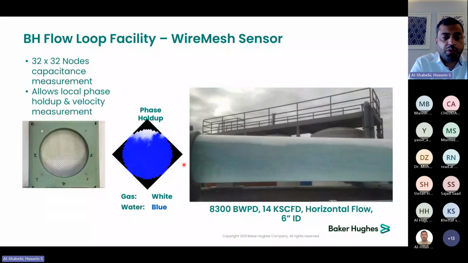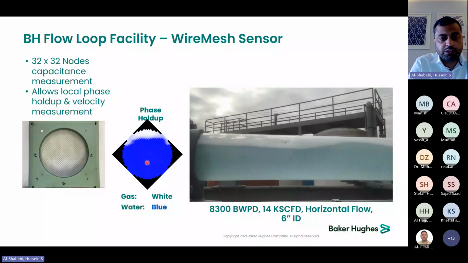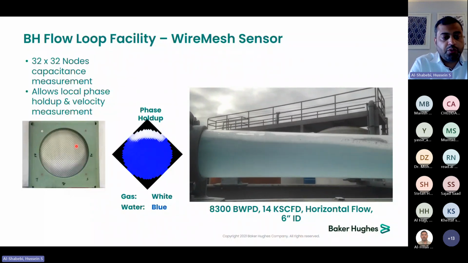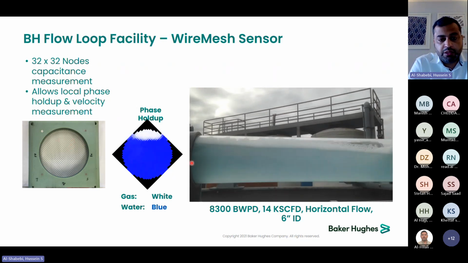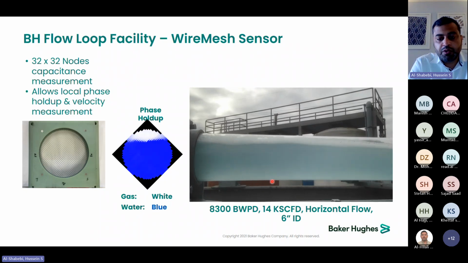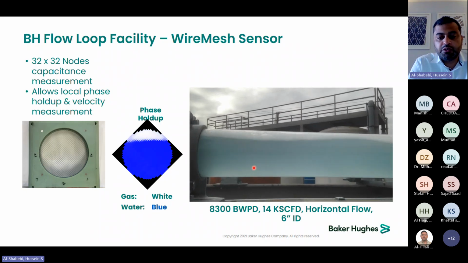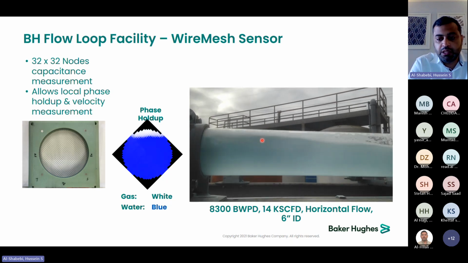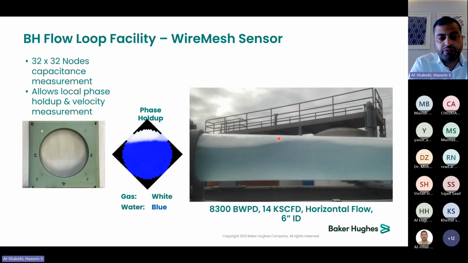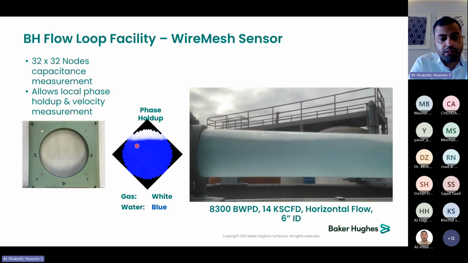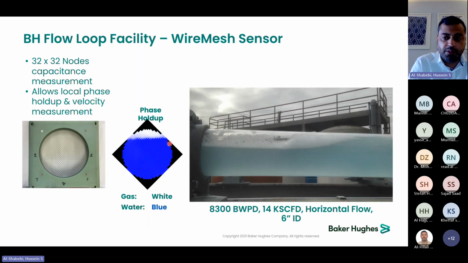So this is the micromesh that we are utilizing for holdup characterization and measurements. As you can see, we have two of them with a known distance. Each one has 32 by 32 nodes of capacitance. And this is a real example from the flow loop. As you can see over here, we have 8,300 barrels of water with 14,000 standard cubic feet per day of gas, and it is in a horizontal section. You can see the flow regime is wavy stratified, and it is reflected very nicely in the capacitance of the micromesh.